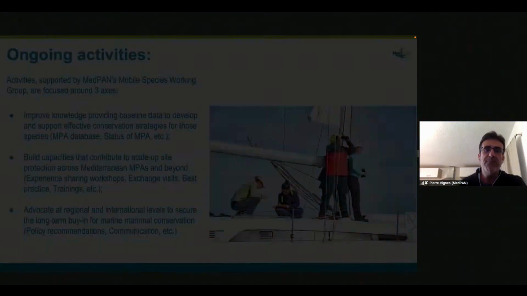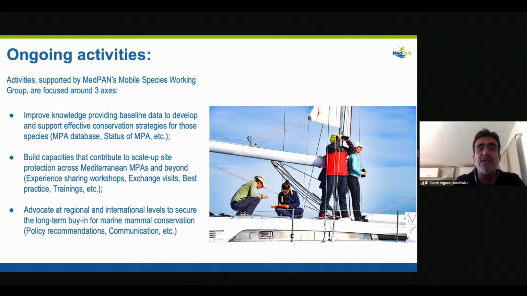On the next slide, the group is assisting and supporting ongoing activities that we are conducting on mobile species and that are focused around three axes. The first axis, knowledge, is to provide baseline data to develop and support effective conservation strategies. So we are maintaining, in particular, a geodatabase, together with our partner, the SPARAC. And also we are updating every 4 years the status of MPAs. It's, of course, to build capacities that contribute to scaling up site protection across Mediterranean MPAs and beyond.